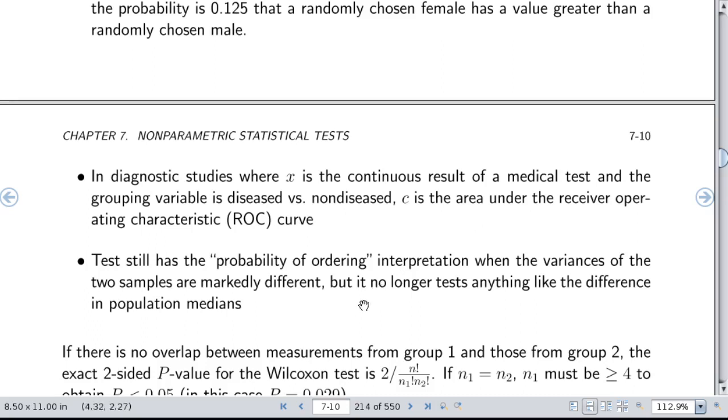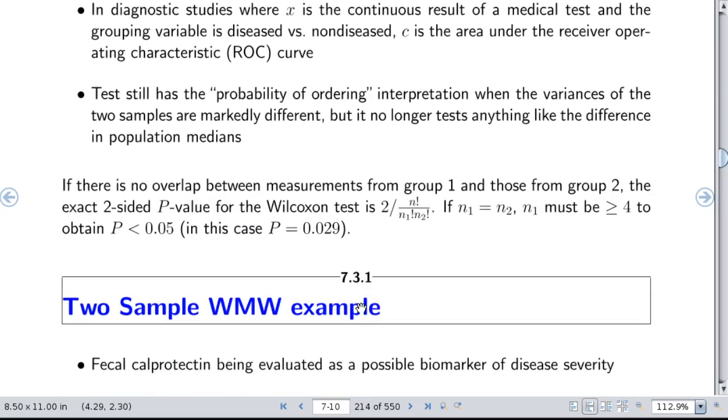Now, if the variances of the two samples are markedly different, the Wilcoxon test doesn't test anything similar to the difference in population means or population medians, but it still tests this general notion of probability of ordering. That's why we say that's the most general way to state the test.